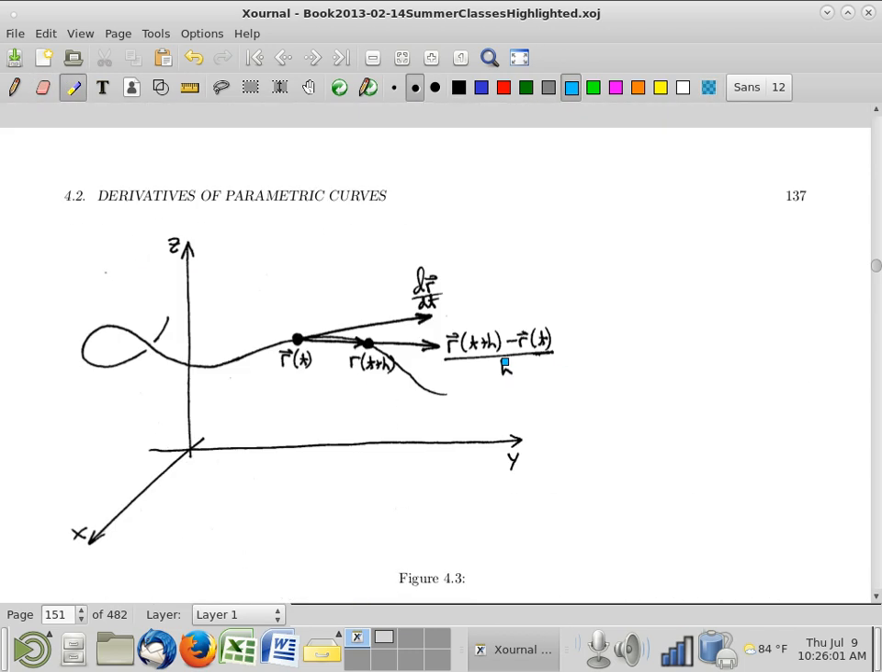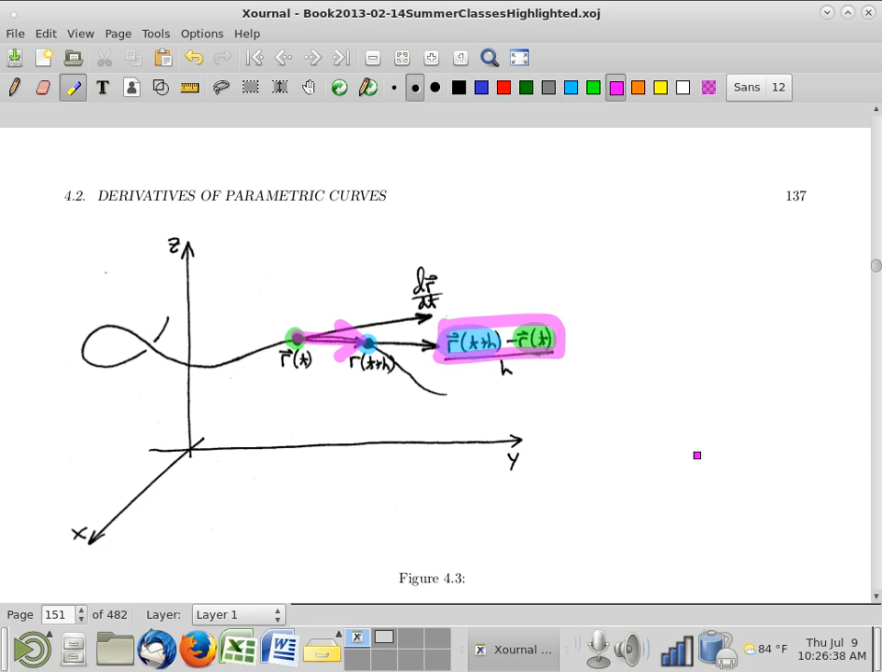So I'm going to come up to this picture, and let's think about the objects in that definition. There's r of t, that's sort of the starting point. Here's r of t plus h, that's sort of an ending point. So this difference, the numerator in our expression, is that vector. It's what we're going to call a secant vector. So it's a vector from one point on the parametric curve to a nearby point on the parametric curve.